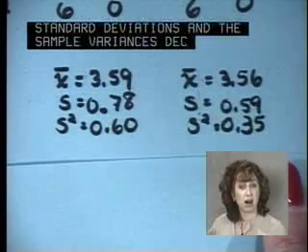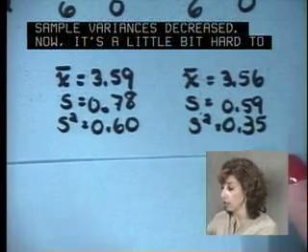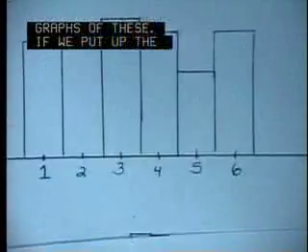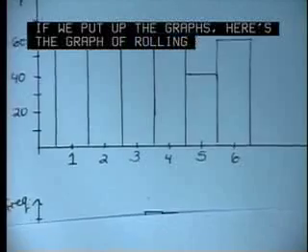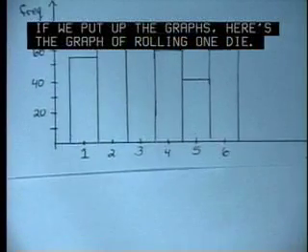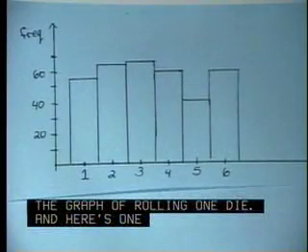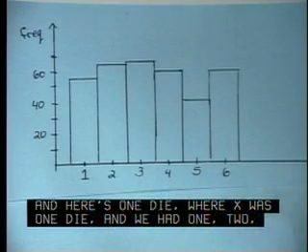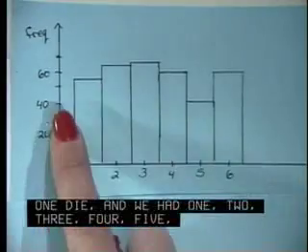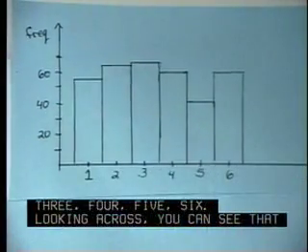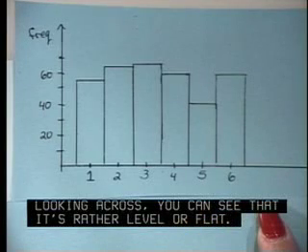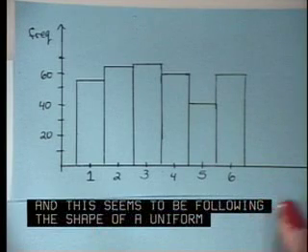Now it's a little bit hard to see this from a chart, so what I'd like to do is put up the graphs of these. Here's the graph of rolling one die, where X was one die, and we had 1, 2, 3, 4, 5, 6. Looking across, you can see that it's rather level or flat. And this seems to be following the shape of a uniform distribution, but for discrete data.